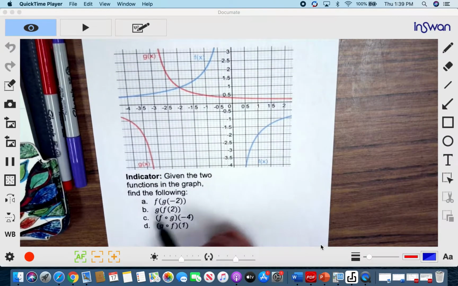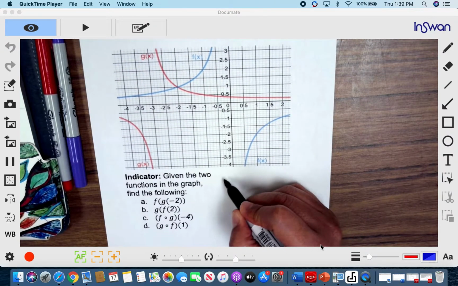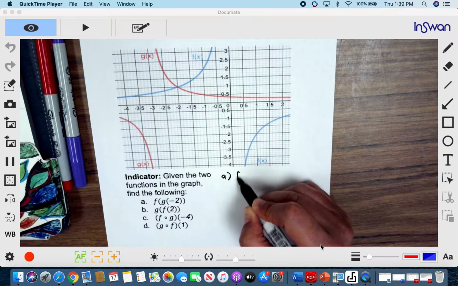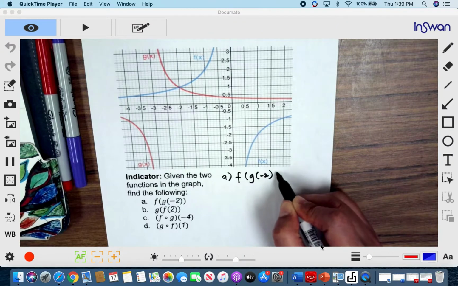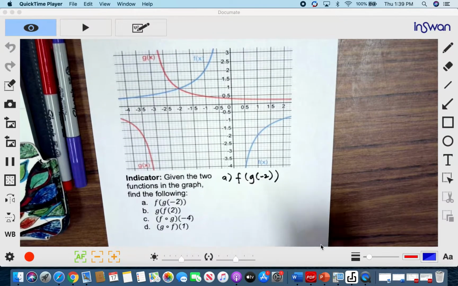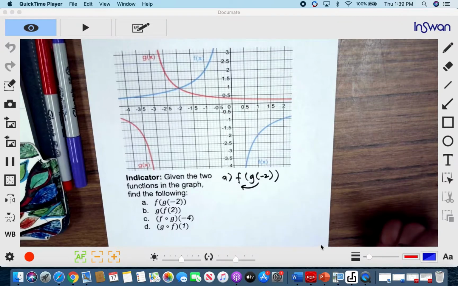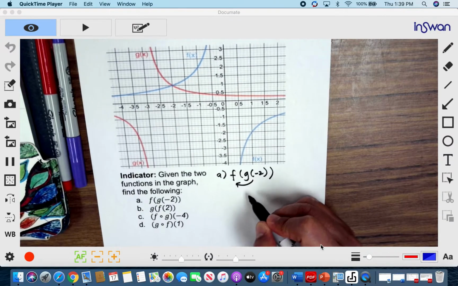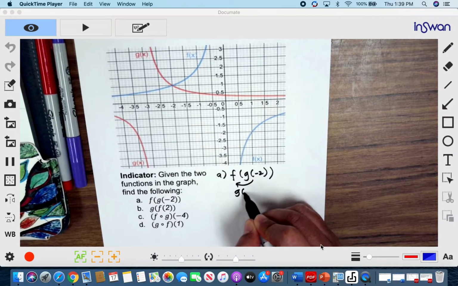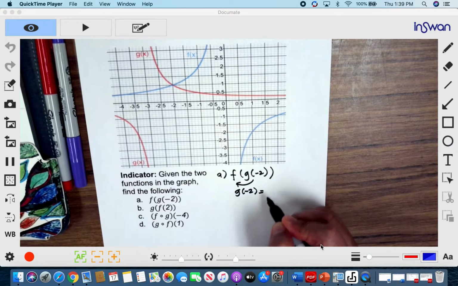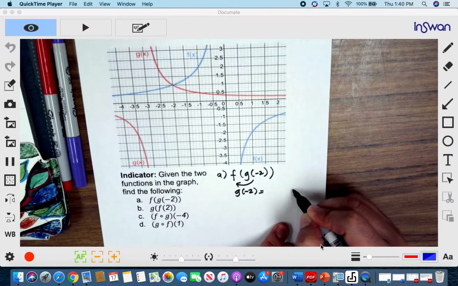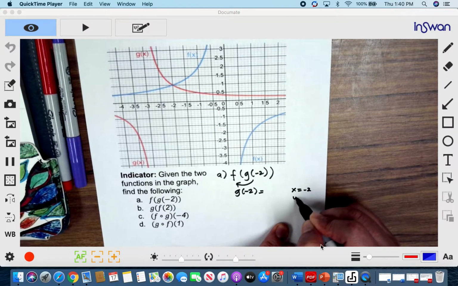So let's try to solve letter A. We are trying to find f composition g of -2. Our first step, remember, is to always go backwards when it comes to composition. Our first step is to find g of -2, and g of -2 means that your x is -2. You're trying to find the value of y, which is also your g of x. So x is -2, and what is your y?